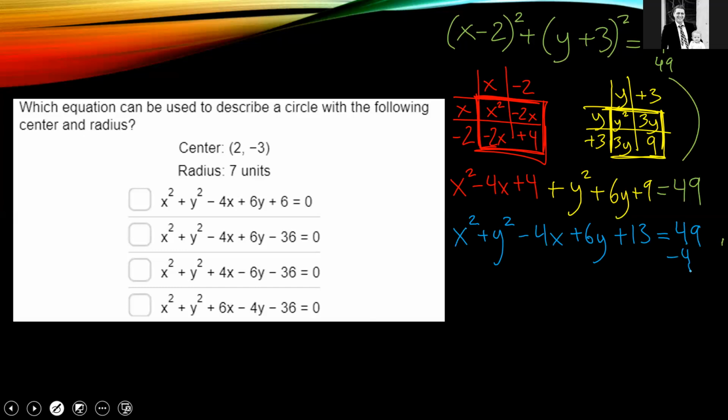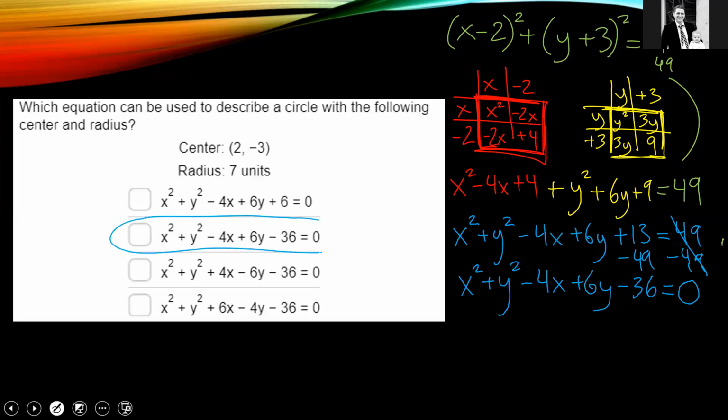So let's subtract 49 from each side. And that will give me my equals 0 that I need. I'll have x squared plus y squared minus 4x plus 6y. 13 minus 49 is going to end up being a negative number. And it's going to be a negative 36. Okay, so that gives me this as my answer.